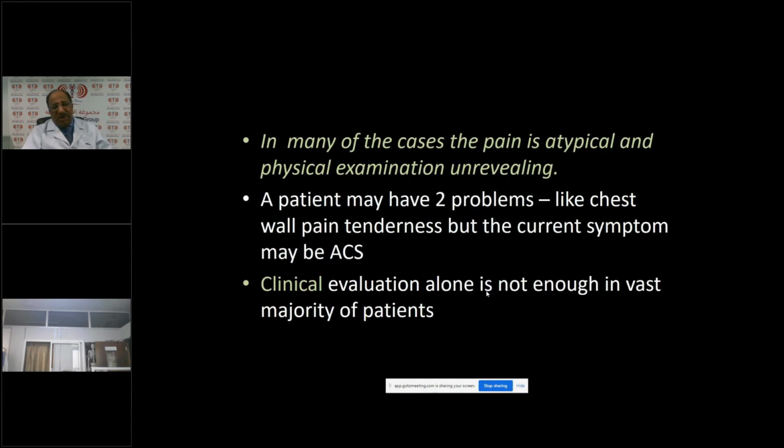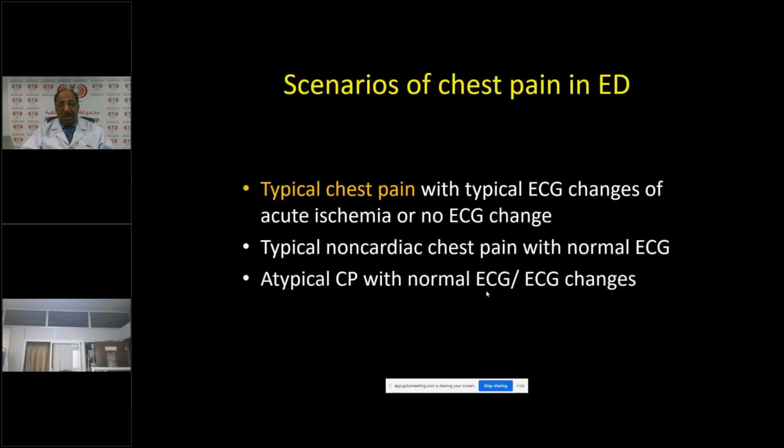So in many cases of chest pain, the pain is atypical and physical examination is unrevealing. The patient may have two problems, a chest wall pain with tenderness, but also an ACS. So just the presence of tenderness doesn't rule it out; if there is a central discomfort, you must consider ACS. So there can be several scenarios: a typical chest pain with normal ECG or typical ECG changes, or a non-cardiac chest pain with normal ECG, or an atypical chest pain, which is much more common.